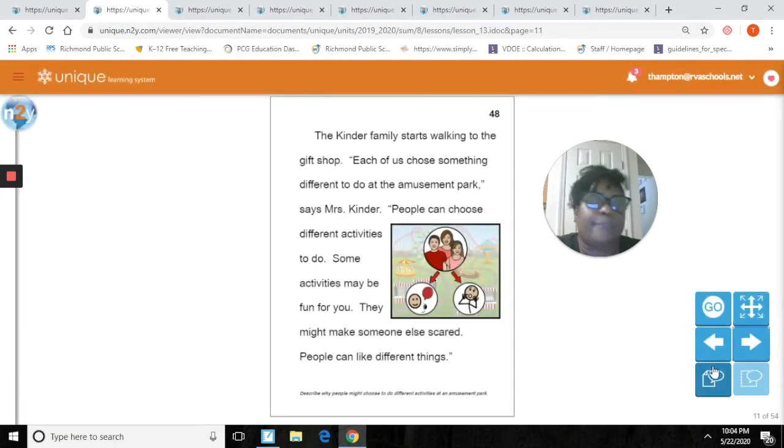Let's begin. The Kinder family starts walking to the gift shop. "Each of us chose something different to do at the amusement park," says Mr. Kinder. "People can choose different activities."